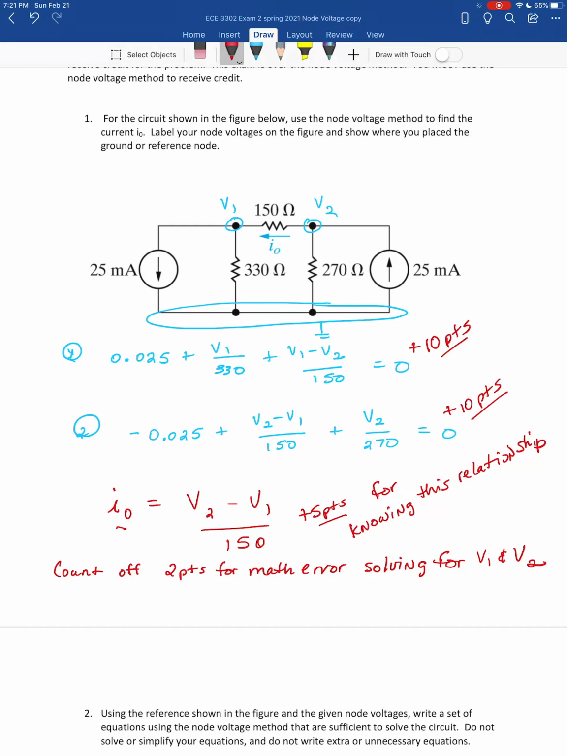And even if you couldn't get a solution, most of the credit came from writing the equations and writing I sub 0. So as long as you had these relationships written down, if you didn't get an actual numerical value for the answer, you lost very few points on that. So that is exam 2.